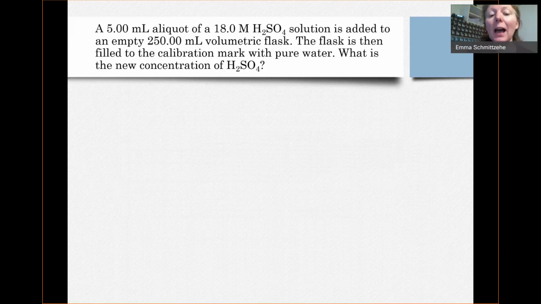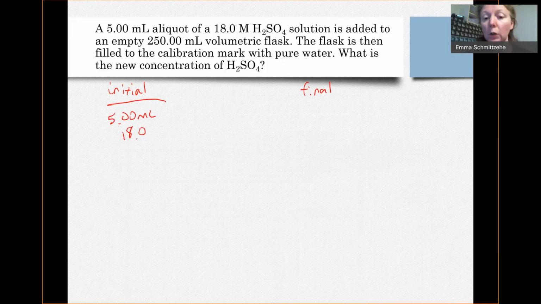And so it would be helpful to organize the information with your initial and your final. Okay, so your initial, you have 5 mils of that initial solution, and it's an 18.0 molar solution. Okay, and your final solution is going to have a volume of 250 milliliters. And your final concentration is what we're looking for. Okay, so we're looking for C2, or CF, if you want to label it that way.